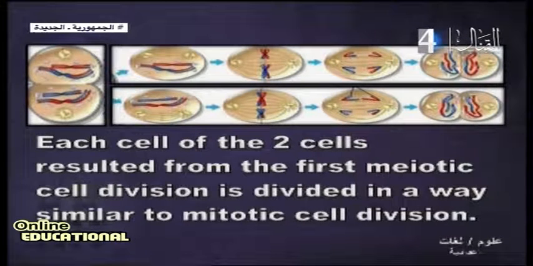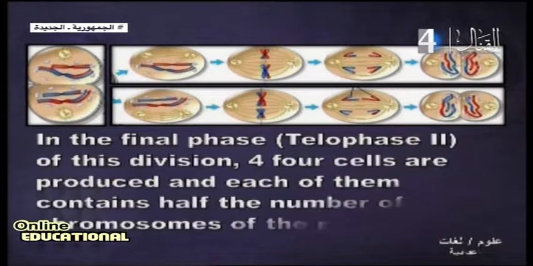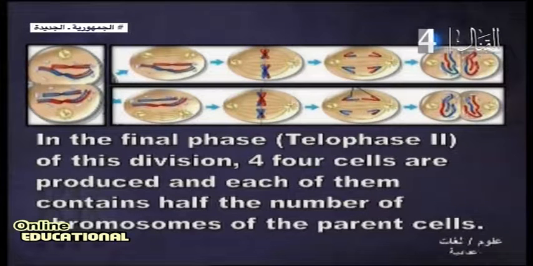Each cell of the two cells resulting from the first meiotic division is divided in a way similar to mitotic cell division. So, in the final phase, telophase 2 of this division, four cells are produced, and each of them contains half the number of chromosomes of the parent cells.